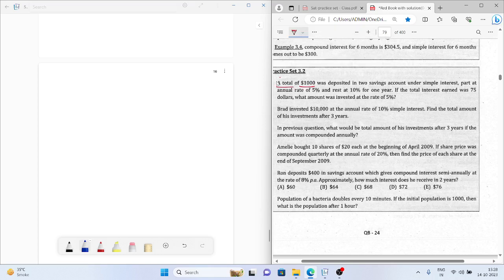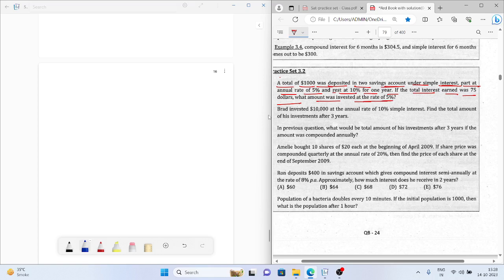A total of $10,000 was deposited into two savings accounts under simple interest. Part at an annual rate of 5% and the rest at 10% for 1 year. If the total interest earned was $750, what amount was invested at the rate of 5%?